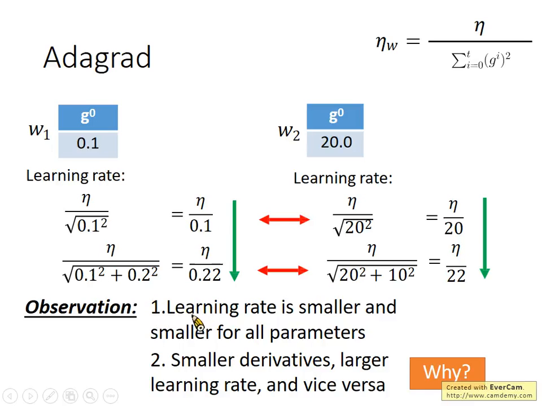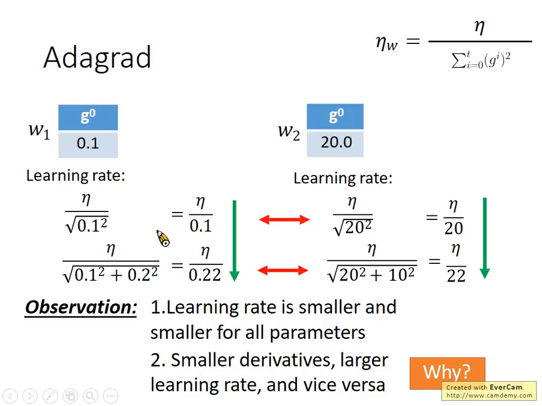The first one is the learning rate is smaller and smaller for all parameters. So as the number of epochs or number of updates increases, the learning rate becomes smaller and smaller, no matter for W1 or W2. The second observation is that smaller derivative, larger learning rate, and vice versa.